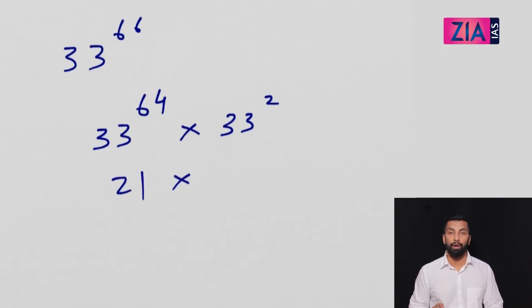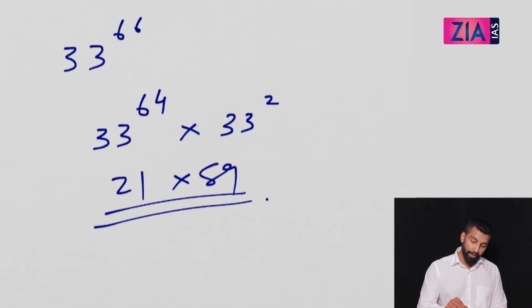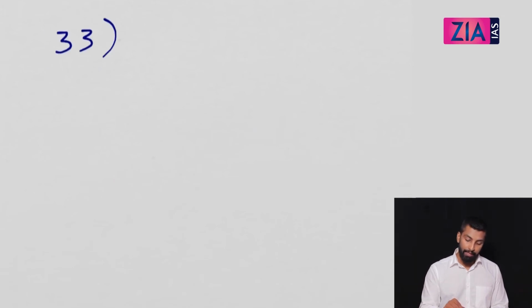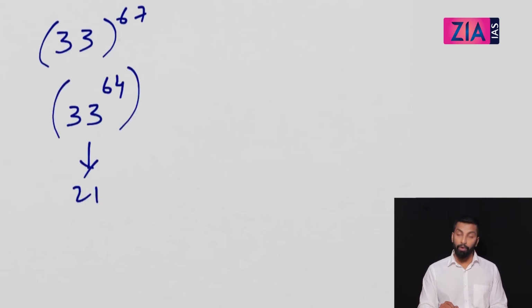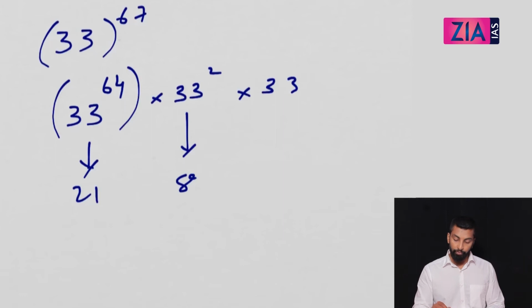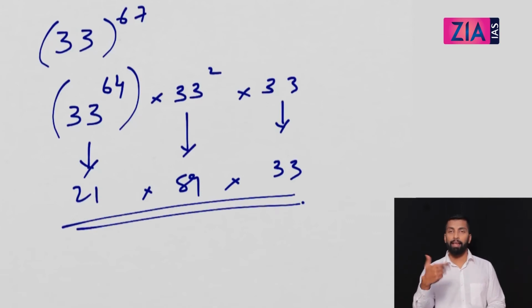I know that is 17 square last two digits, right? So 89. So multiply, you'll get the answer. Now the most difficult question you can get, that is the only possibility, right? You may get it as 33 raised to 67. Then what you will do, you will write it as 33 raised to 64, you got the answer as 21, then 33 square, then 33. 33 square last two digits you know, 89, which will be similar to 17 square, right? And then 33. You multiply all these last two digits, you'll get the answer. Only addition is one step of multiplication extra.